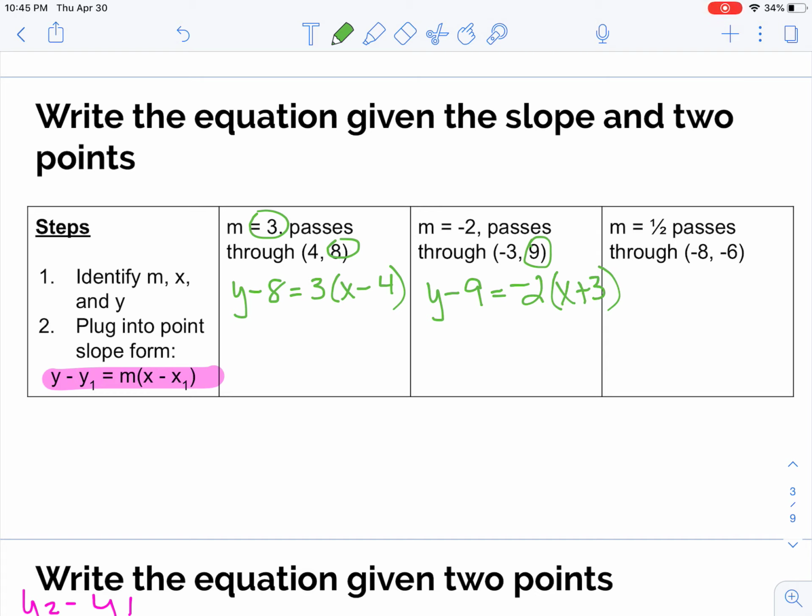Okay? So let's try the next one. I've got y minus the y value, which is negative 6. I'm going to write the opposite of what I see. So instead of writing negative 6, it's going to be positive 6, is equal to the slope, which is 1/2, times x minus, which is going to end up being positive 8, because it's always opposite of what it looks. And there you go. I've got it done.